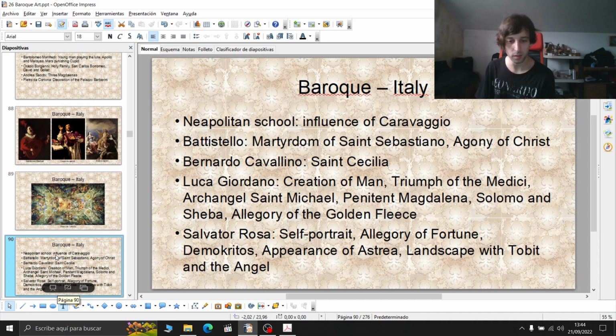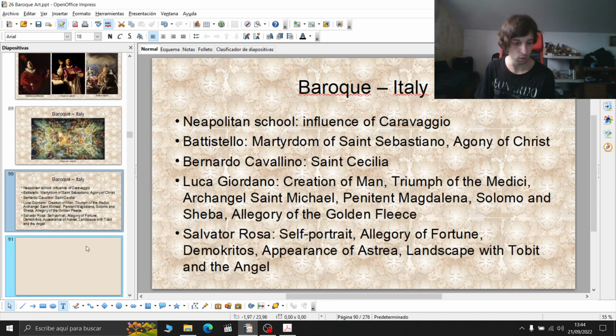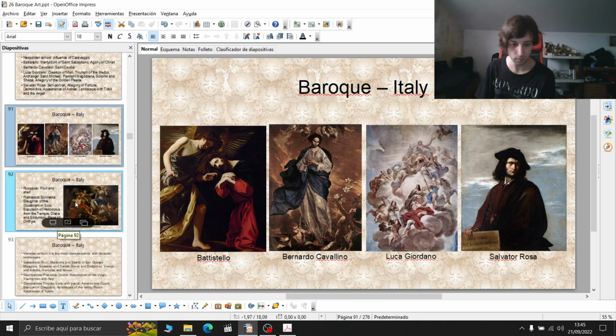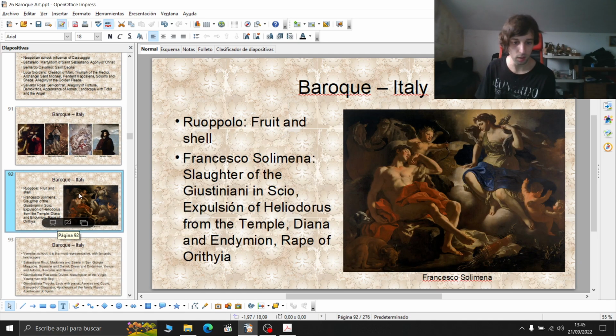Neapolitan school with influence of Caravaggio. Battistello, Bernardo Cavallino, Luca Giordano, and Salvatore Rosa. Here an example of each one of them. Ruoppolo and Francesco Solimena. So this is from Francesco Solimena. Ruoppolo is a still life. I didn't have space to add it here.